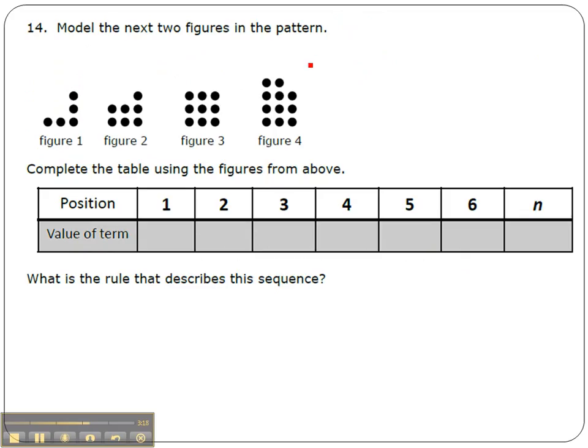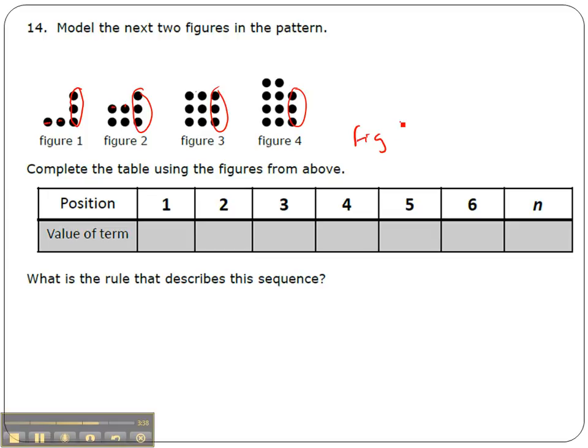Number 14. Model the next two figures in the pattern. This problem is a little tricky. You sort of need to see what's staying the same in each figure and what's changing. These three on the right are staying the same, and these are changing. We have 2 here, we have 4 here, 6, 8.